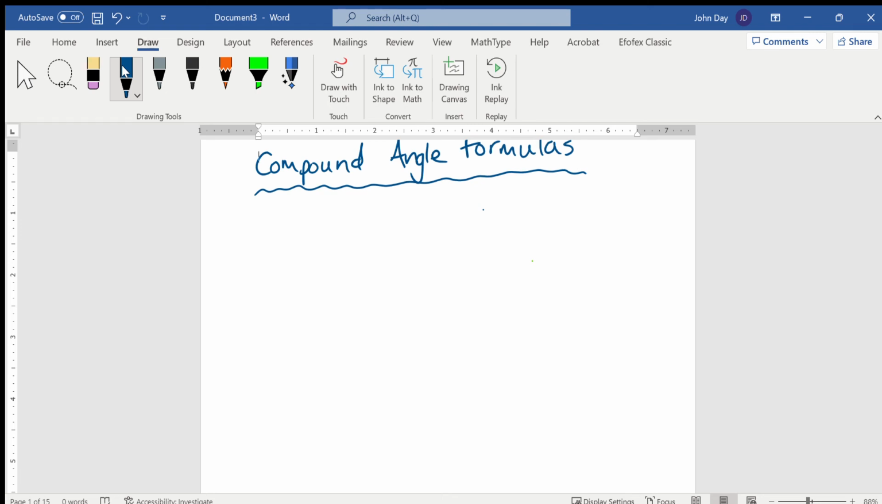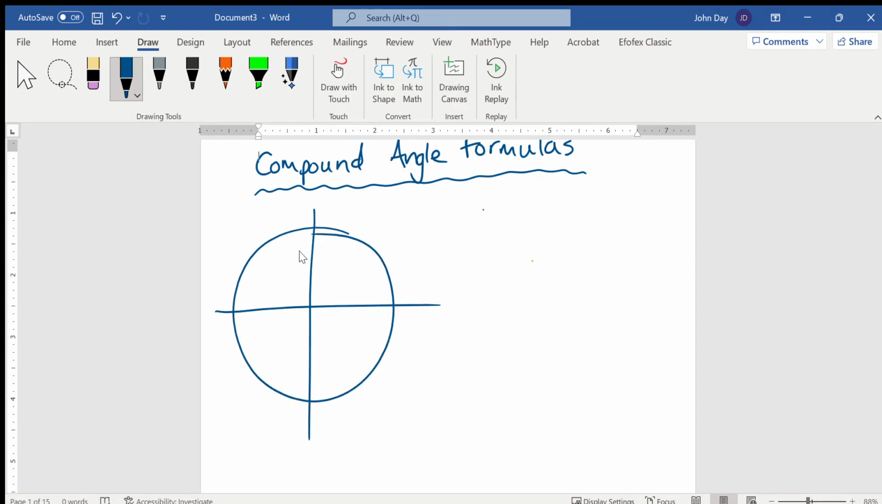We're going to look at the compound angle formulas. First of all, let's start with a unit circle, and let's rotate around to this point here. Let's call that angle A.